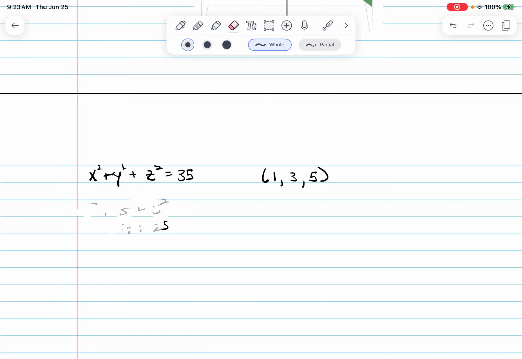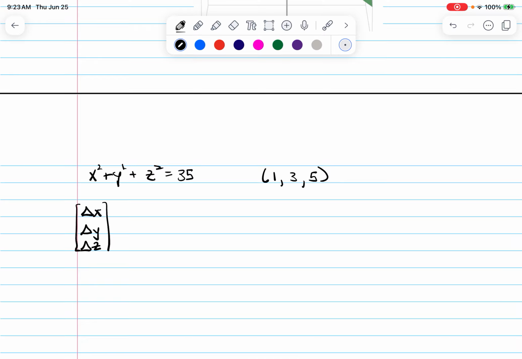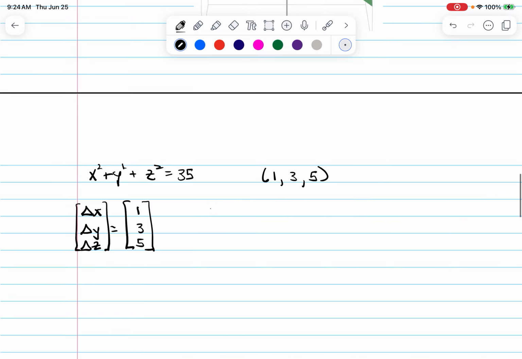Okay, so let's suppose we've got this plane. And we get our original delta x, delta y, and delta z. Our original delta x, delta y, and delta z is going to be 1, 3, and 5. Okay? Now, my original equation then is going to be t plus 1, 3t plus 3, and 5t plus 5.